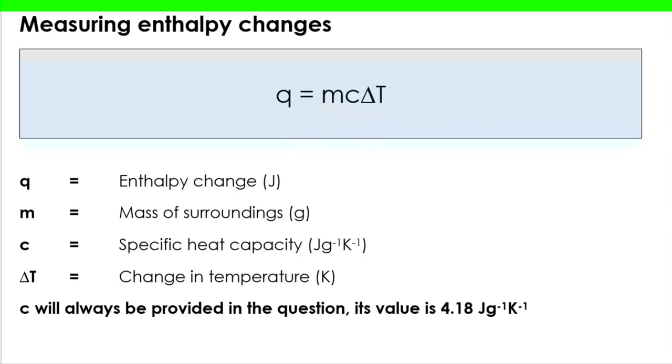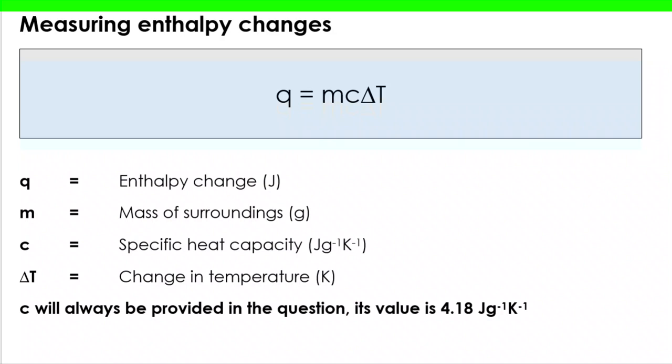We have got the equation that you need to remember. Q equals MC delta T. And you've got to know what each of those means. Q is the enthalpy change, and you've got to know that's measured in joules. M, mass of surroundings in grams. C, specific heat capacity, joules per gram per Kelvin, which will always be provided. That's 4.18 for water, but you will be told. And delta T, which is the change in temperature, which is in Kelvin.